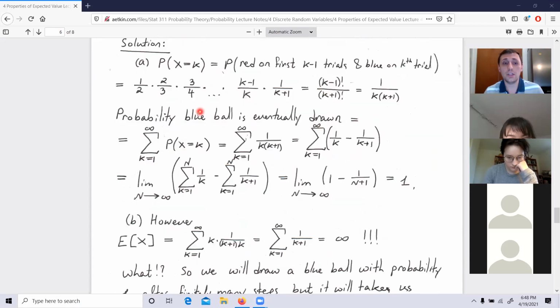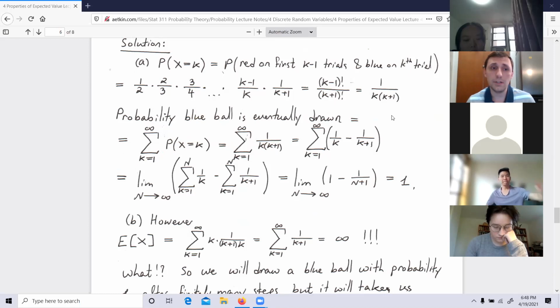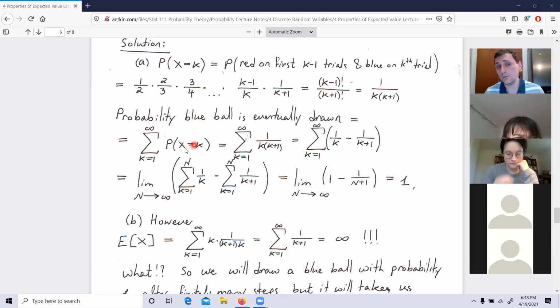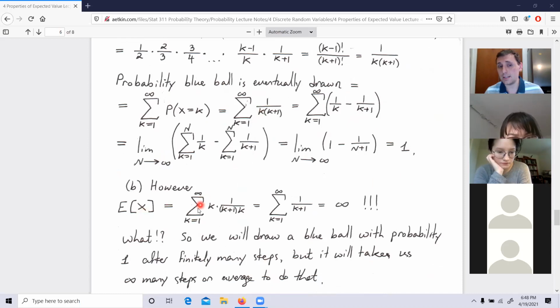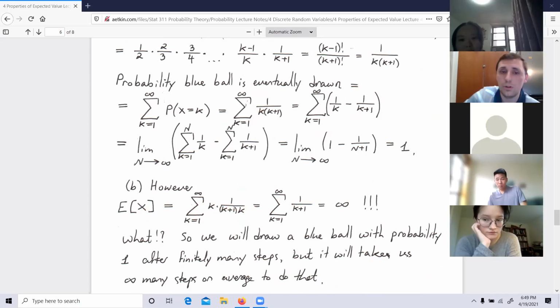Look at it, guys. Here I just verified that the probabilities do add up to 1. It's the summation of 1 over k times k plus 1. This infinite series adds up to 1. I summed up the probabilities from 1 to infinity. However, the expected value is the summation from k=1 to infinity of k times 1 over k times k plus 1. The k's cross out, and that's the summation of a harmonic series. Do you recognize it? Harmonic series diverge.